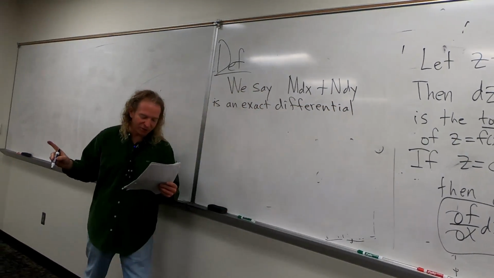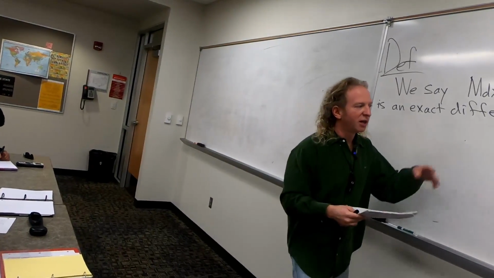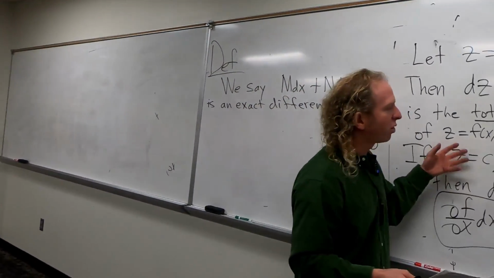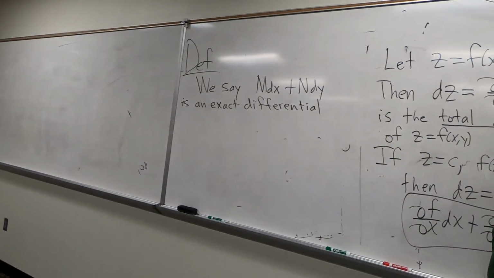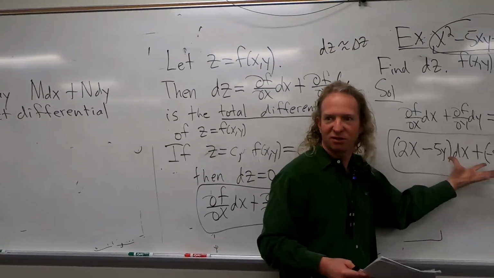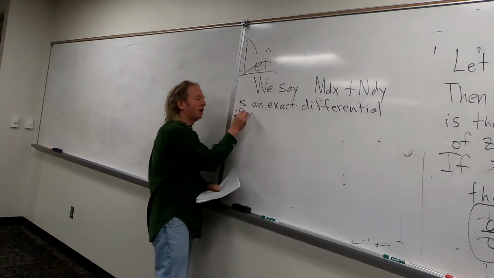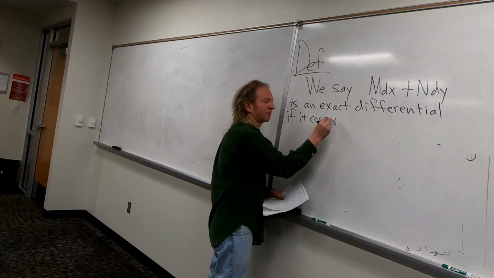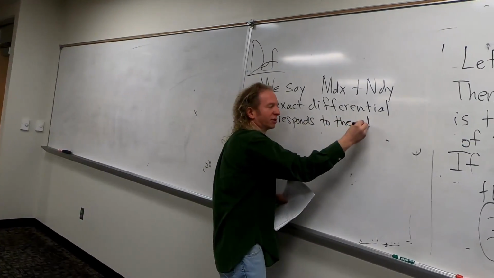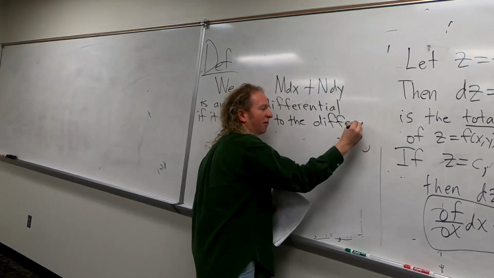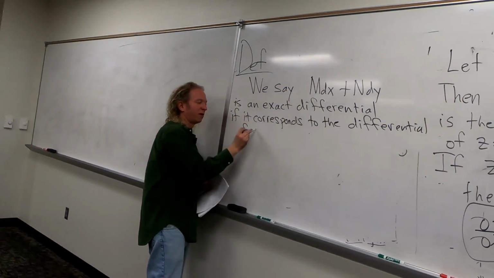Okay, this is an exact differential if it corresponds to the differential of some function. So in other words, if there's a function whose total differential is this. Like this one is an exact differential, right? Because the total differential is this. So if we can find a function, so if it corresponds to the differential, it's a lot of writing, but it's good for us, of some function.